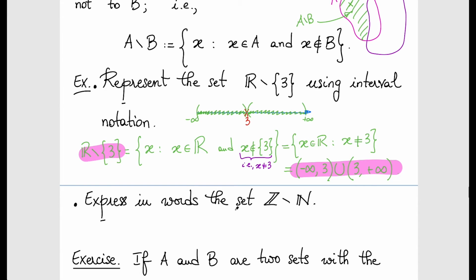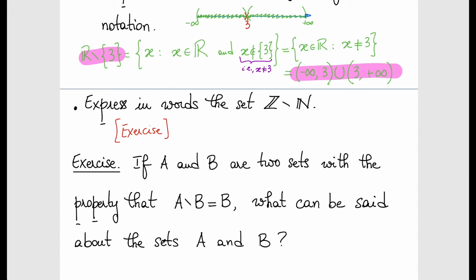Express in words the set Z minus N. I'm gonna let you complete this as an exercise to be discussed in class. So what's that set? Z minus N. So you chip away all the positive integers from the integers. What are you left with? Think about it.